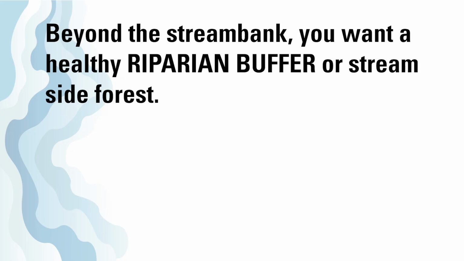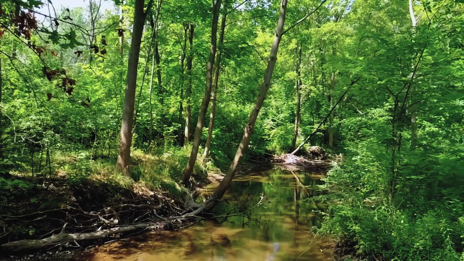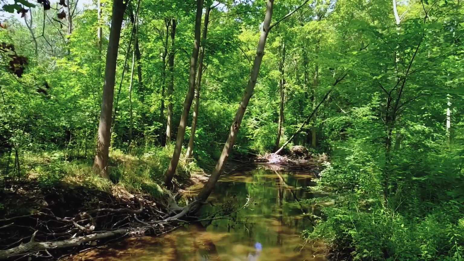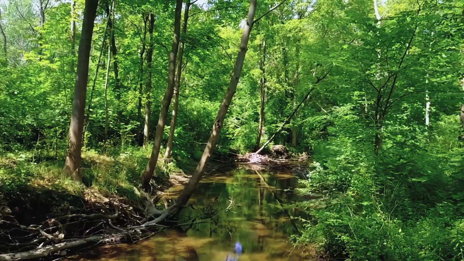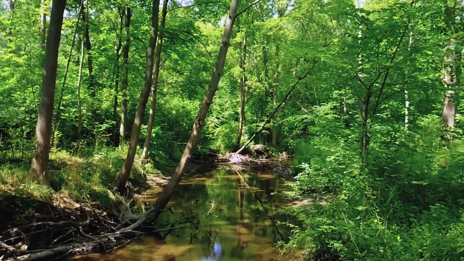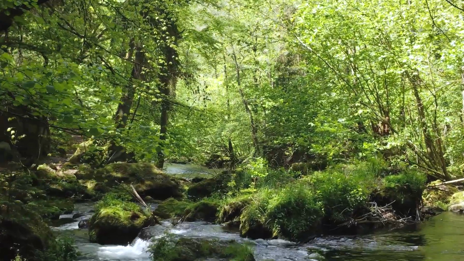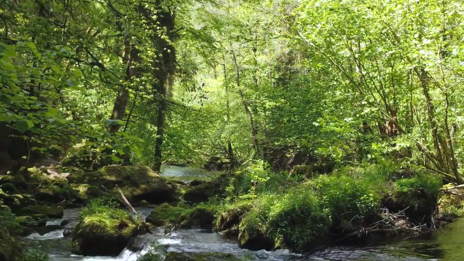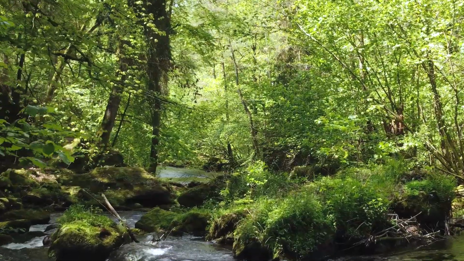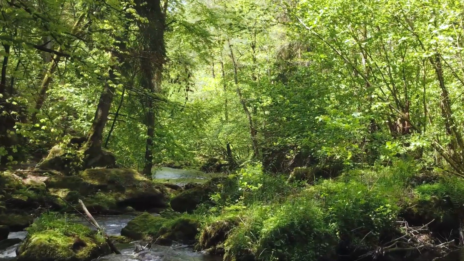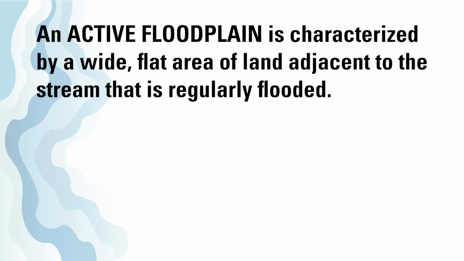Beyond the stream bank, you want a healthy riparian buffer or streamside forest. A diverse, mature streamside forest should include native plants that provide food and habitat for aquatic species. The shade provided by taller trees helps to regulate temperatures in the stream, which in turn impacts the composition of oxygen and other chemicals in the water. Fish, macroinvertebrates, and other aquatic life all rely on dissolved oxygen to survive.